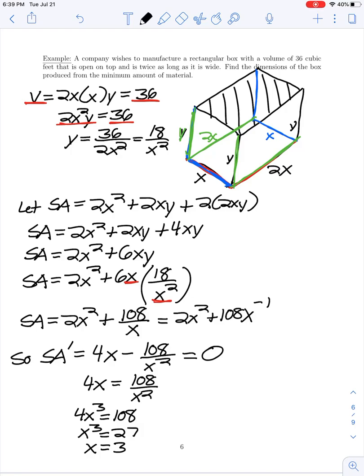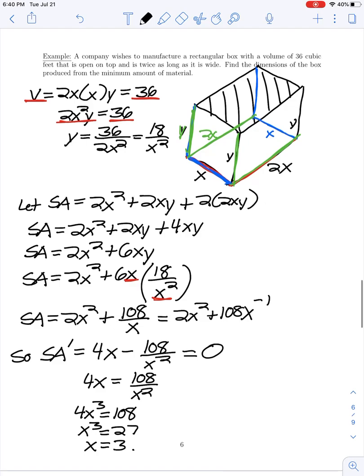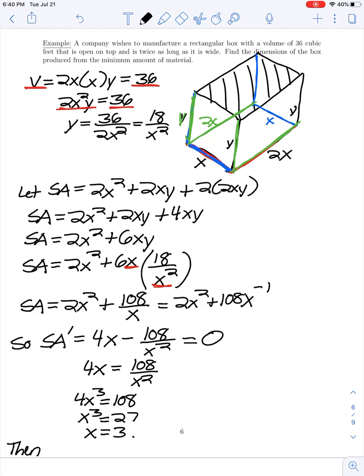Well, we can use either the first or second derivative tests. Just to illustrate, let me use the second derivative test. I could say the second derivative of surface area, S double prime, would be equal to 4 plus 216 x to the negative third, or division by x cubed. So at x equals 3, clearly this value is positive, which means that my function is concave upward at that critical value. So that critical value must yield a minimum rather than a maximum.